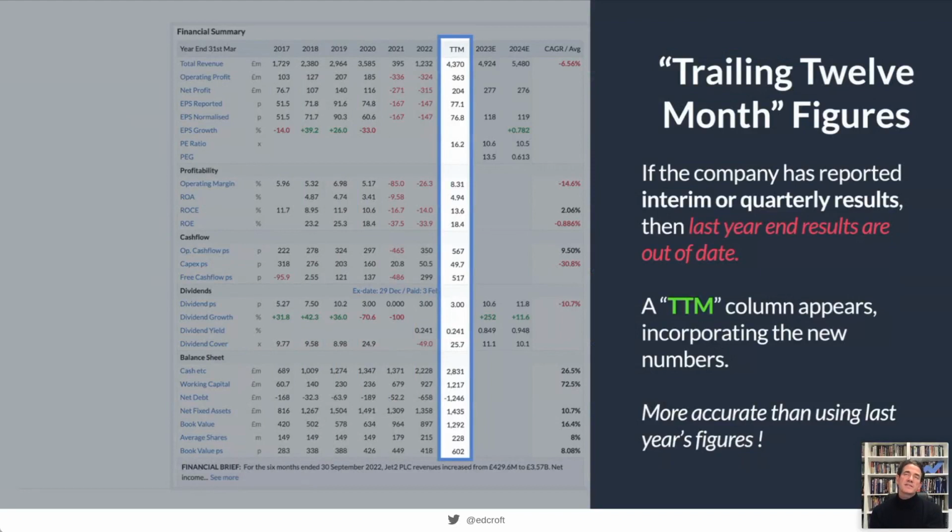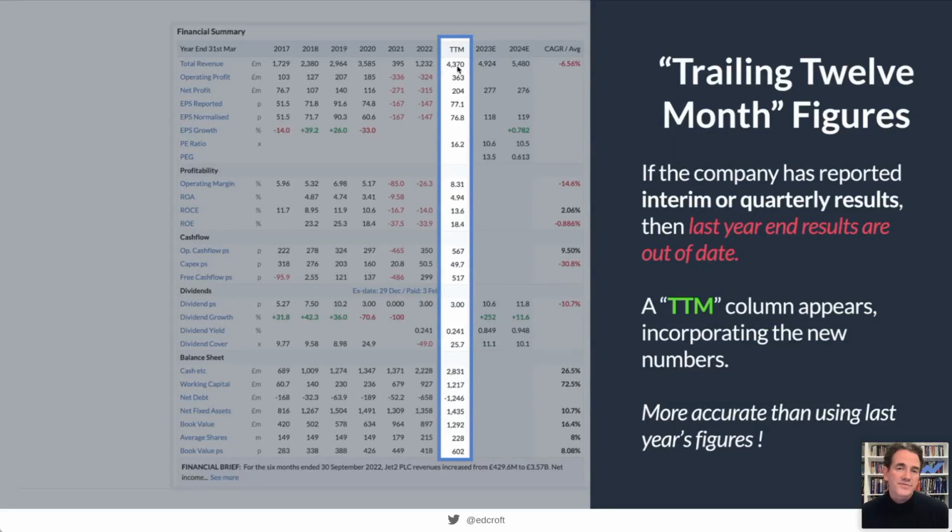We also, when a company has published quarterly or interim results after the year ends, publish what's called the TTM column. And actually Jet2 is a good example of why this is so valuable. If you don't know what TTM means, it means the trailing 12-month figures. So we sum up all the trailing 12 months figures on things like the income statement, and we roll them into a much more timely and accurate measure. You can see here for Jet2, I hope you can see through the gray overlay, the trailing 12-month figures are 4.3 billion in sales or revenue, whereas the year-end data was 1.2 billion. You can see that this is a huge difference.